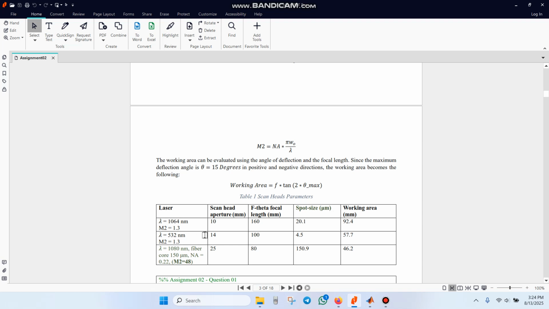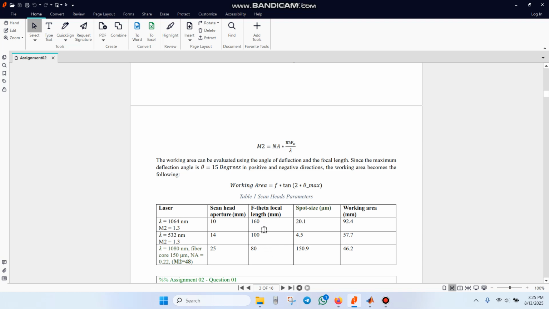But for these particular lenses and the beams that are given here, we can notice that if we increase the focal length, the corresponding spot size also increases and the corresponding working area also increases. This is because the spot size as well as the working area is directly proportional to the focal length of the particular lens.